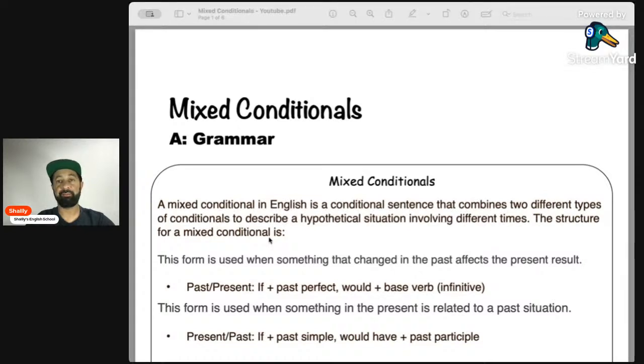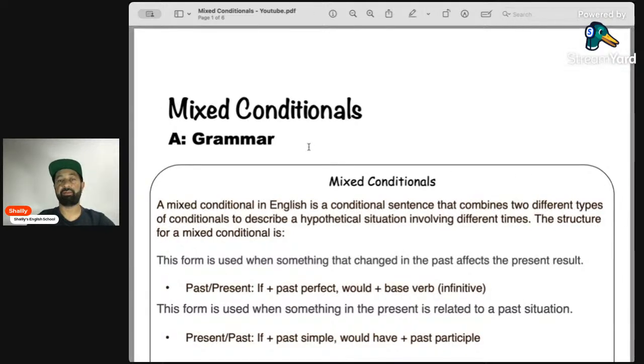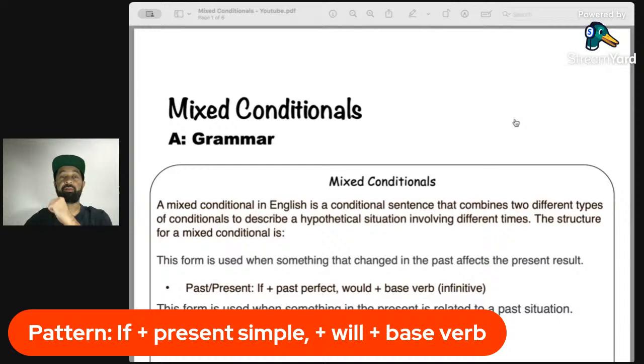Okay, so let's look at the grammar to begin with. Mixed conditional. So first of all, a conditional sentence, and last week we were doing the first conditional, and then we looked at the second conditional as well. So basically, the first conditional is that right there. It's if plus the present tense.